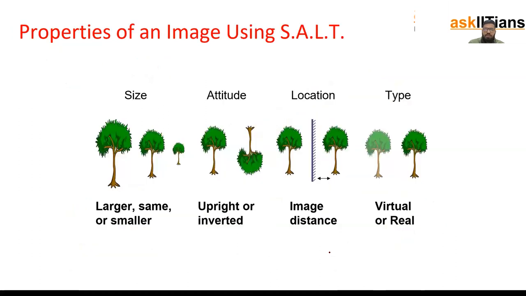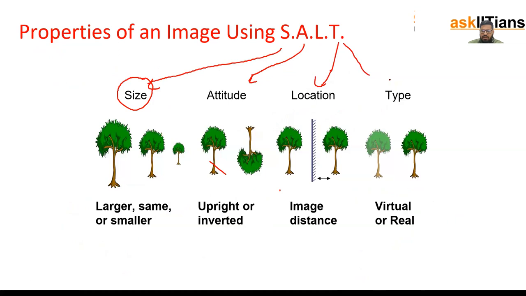Okay. So now properties of an image using SALT. SALT is a word used for four things basically. S for size, A for attitude, L for location and T for type. Okay, these are the properties of image. Size can be larger, can be same, or can be smaller. So image size can be larger than the object, same as the object, or smaller than the object. This one is larger, this one is same, this one is smaller. So three things can be possible.